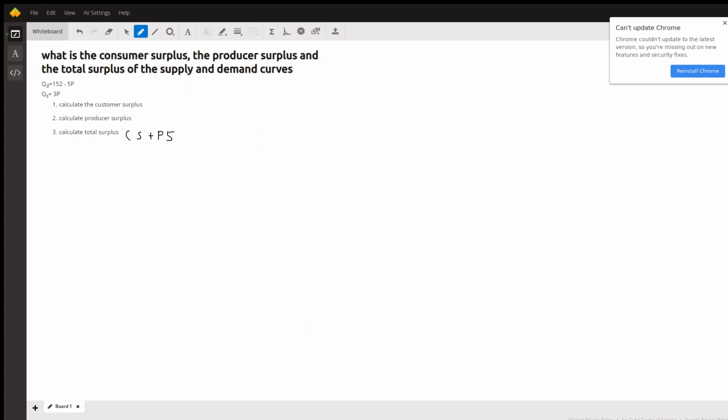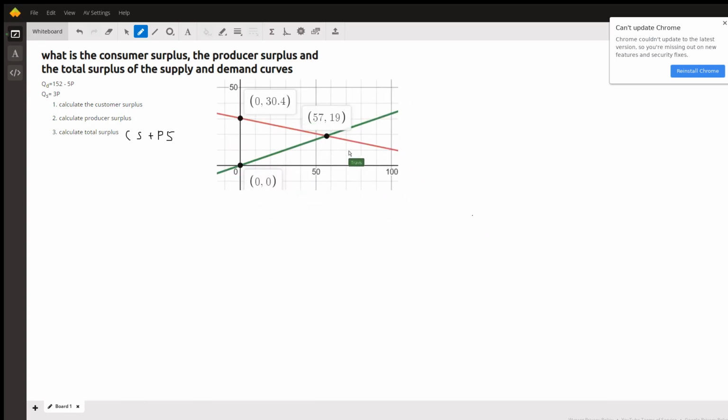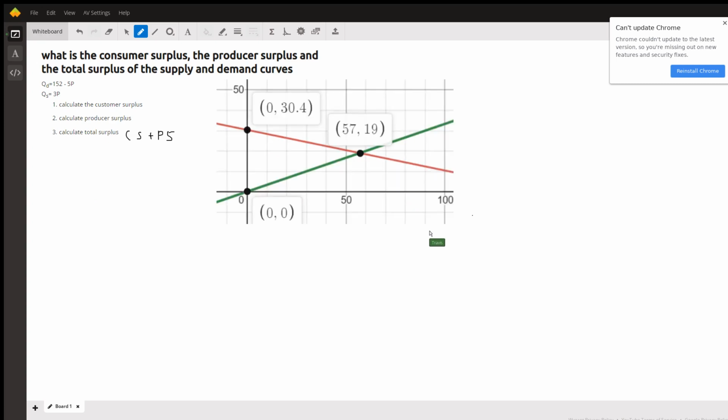So one thing you can do that's a lot faster, if you have access to a graphing calculator, is just graph these functions. This right here is demand, and this is supply. And then the equilibrium price is where they cross. So this would be 57 units, and 19 is the price. The consumer surplus graphically is going to be right here, and the producer surplus is going to be right here.